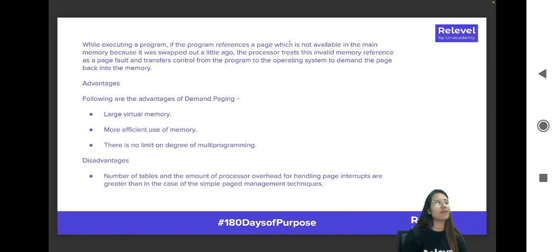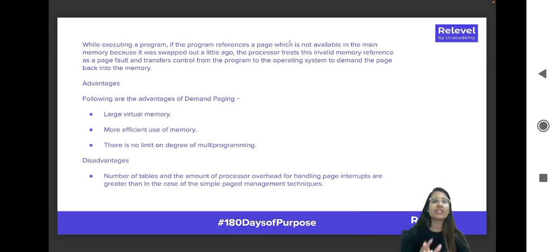But a certain disadvantage is that the number of tables and the amount of processor overhead for handling page interrupts, for page faults, because you have to do swapping in and out, is sometimes greater than in a simple paging technique. Sometimes in a paging technique, it's good to just load all the processes. With demand paging, you can get such a high page fault rate, with so many pages not in the memory, that the overhead to bring the pages in and swap pages out decreases the overall efficiency of the system.